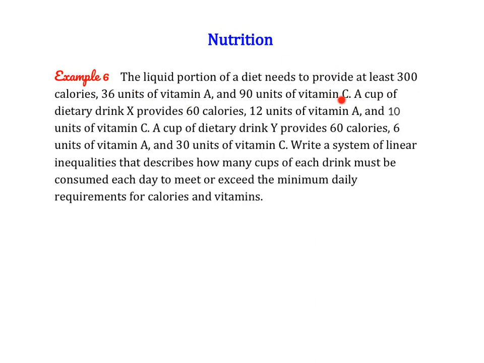So we're going to get some of that from dietary drink X. So a cup of that drink provides 60 calories, 12 units of A, and 10 units of C. And then some of it will come from this dietary drink Y. And a cup of that provides 60 calories, 6 units of A, and 30 units of C. So they would like us to write a system of linear equations that describes how many cups of each we must drink to meet the daily minimum requirements. So let's define our variables. X is going to be the cups of drink X, and let's call Y the cups of drink Y.